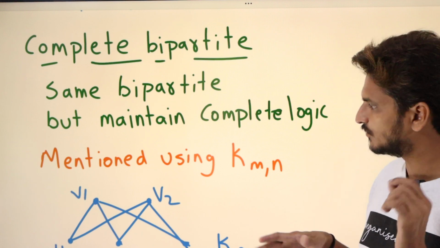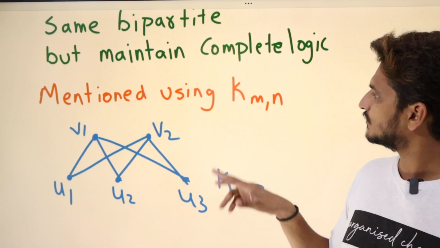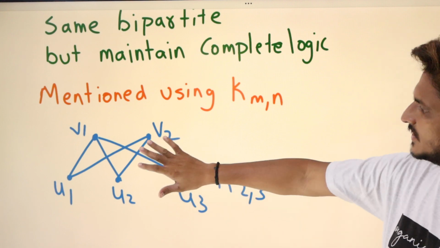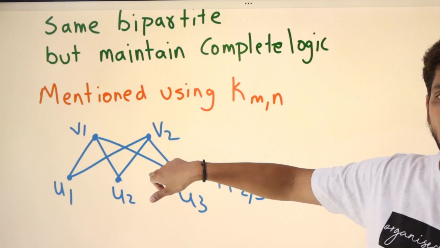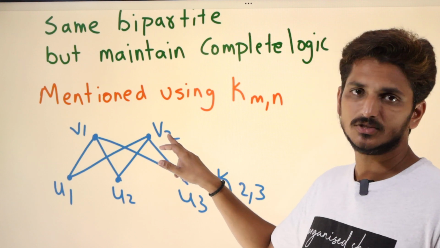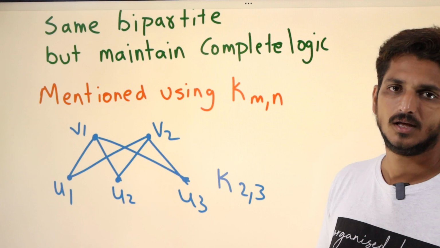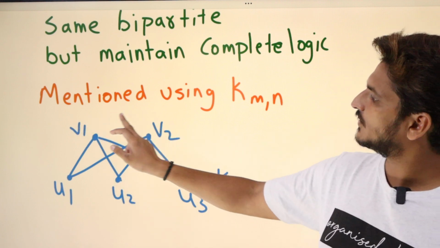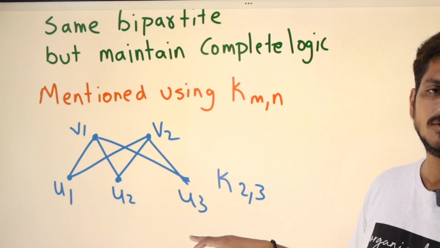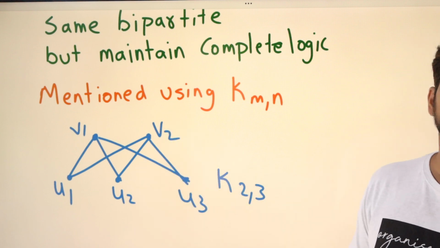Here you have to understand one important point. Complete bipartite graphs are mentioned like this, K M,N. Here M,N means this is a bipartite graph, and this is a complete bipartite graph. Why do we call it a complete bipartite graph? V1, V2 is one disjoint set. U1, U2, U3 is another disjoint set. So M, how many vertices? 2. K2. N, how many vertices? 3 vertices. K2,3. This is how we mention the complete bipartite graph.